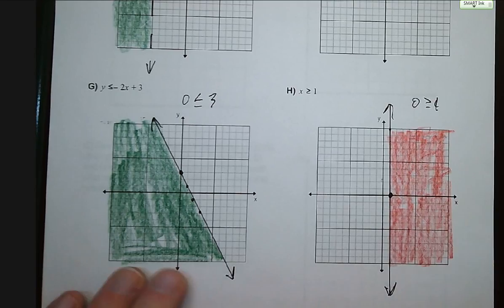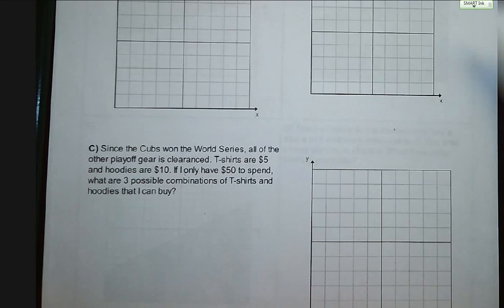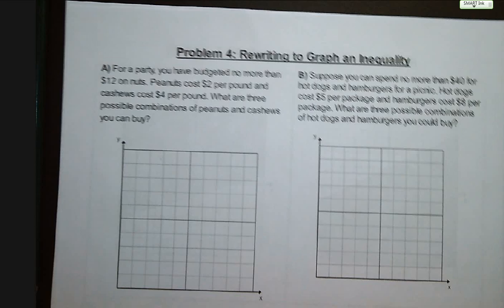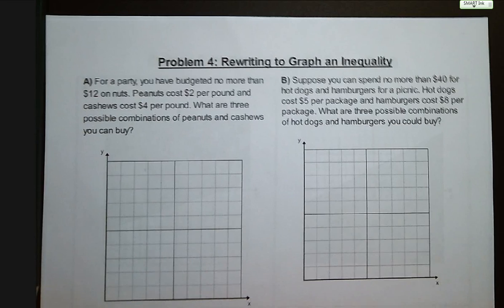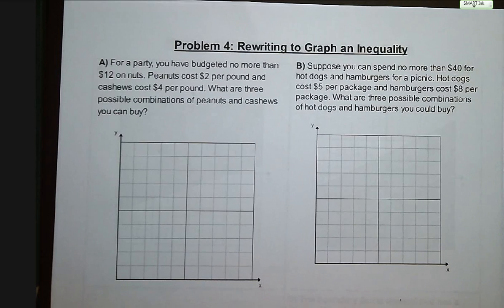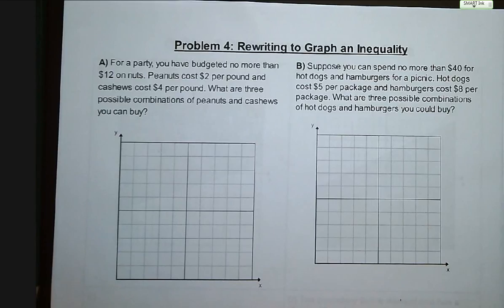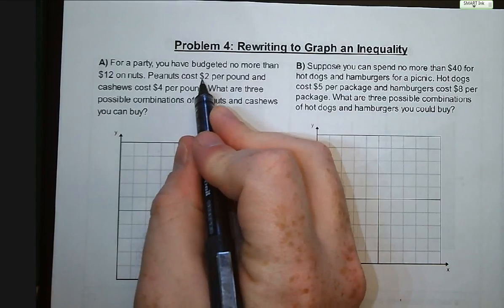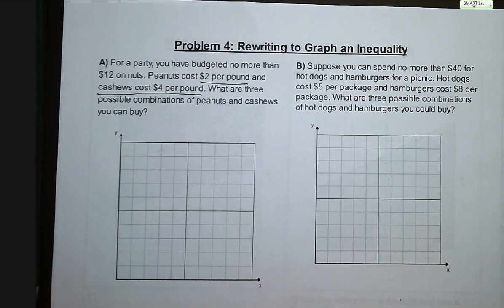Okay. All right. Now, moving on to the last section in our notes. We have to write some equations first, and then we need to graph them. So, for a party, you have budgeted no more than $12 to buy mixed nuts. Peanuts cost $2 per pound, and cashews cost $4 per pound. What are 3 possible combinations?